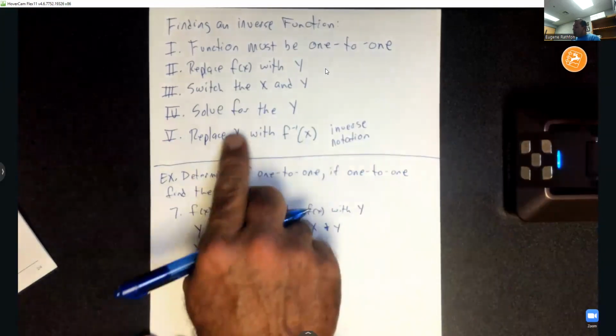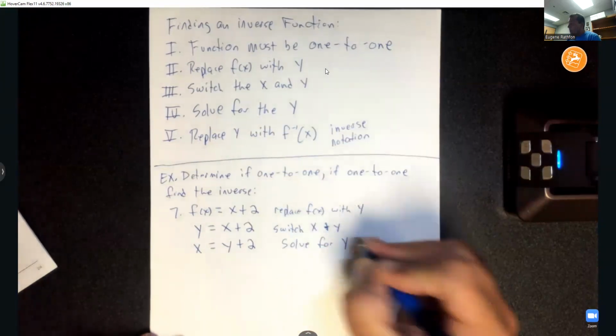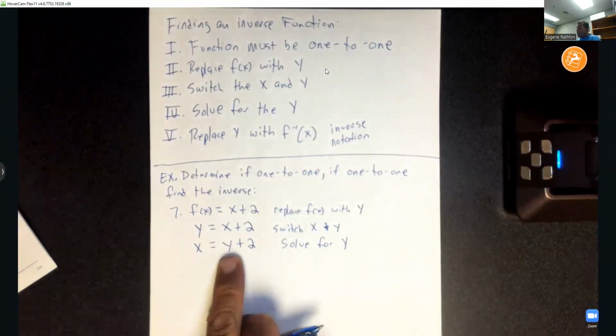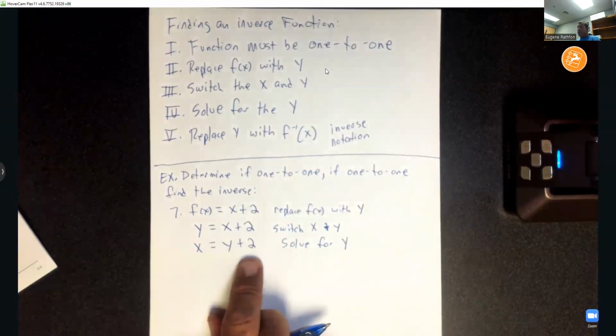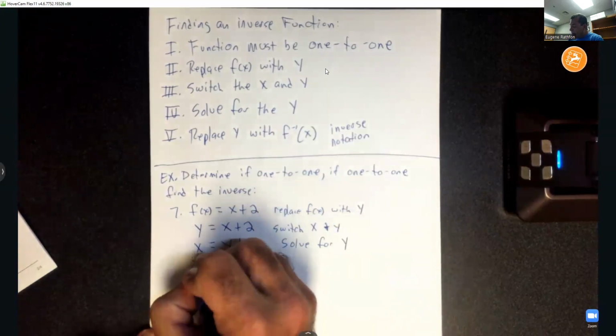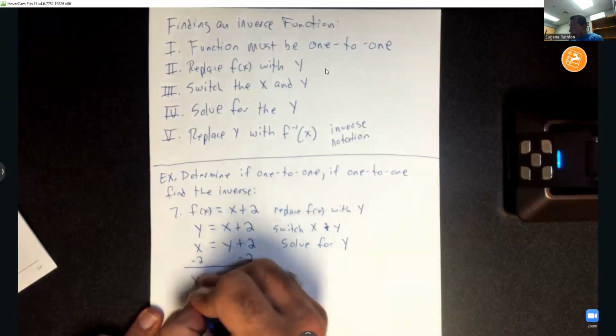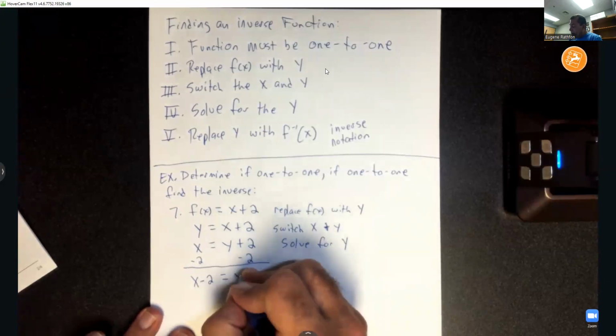So now solve for y. And y'all, if you notice, there's only one step I got to do to get this y by itself, and that's take care of this plus 2. So what we're going to do, we'll subtract 2 from both sides. So I get an x minus 2 over here. That's going to equal my y.